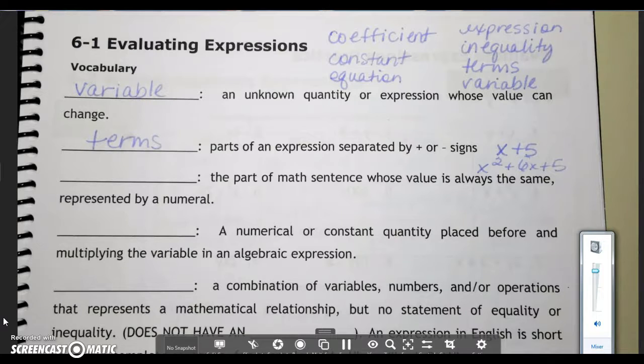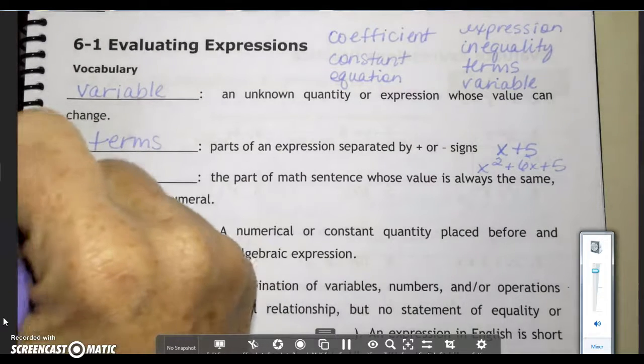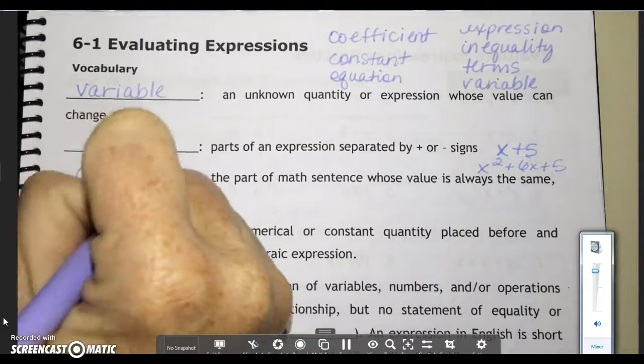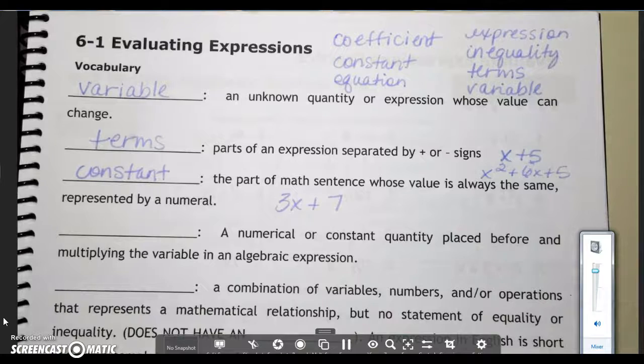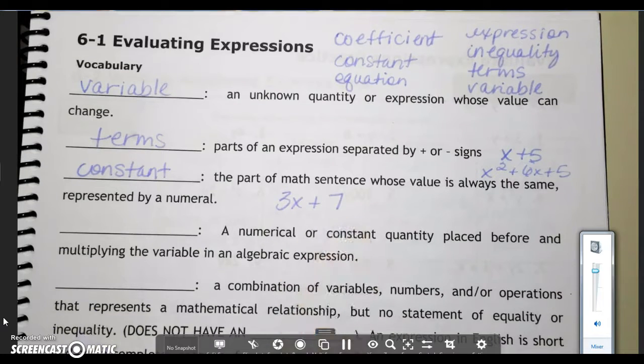Michaela, the part of the math sentence whose value is always the same, represented by a numeral. No. If something's always the same, it remains what? Constant, good. So that constant is a number that sits at the end by itself. So what number in that expression would be the constant? Does that 7 ever change? Is that 7 ever going to change?